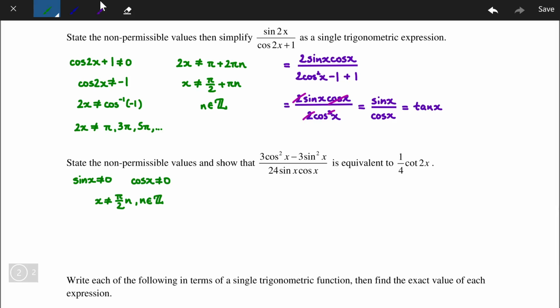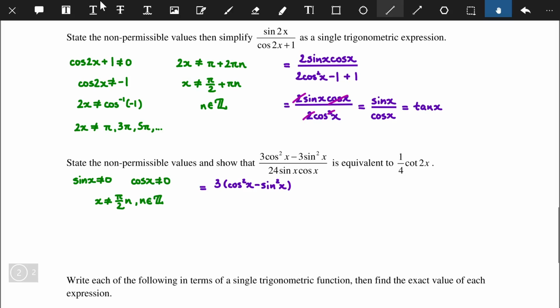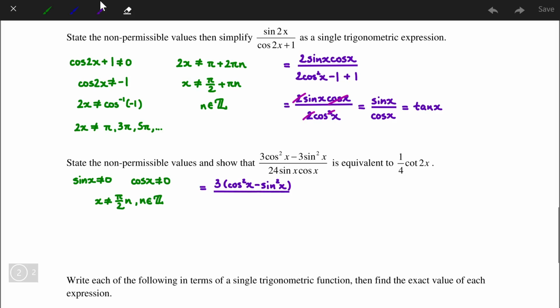So from here, the right-hand side, it should be obvious that we can factor out the 3 from both the terms in the numerator. So this will just be 3 and then cosine square x minus sine square x. And then in the denominator, we're going to have to rewrite this as 12 times, and then we can use parentheses here, even like so, 2 times sine x cosine x, sorry about that.